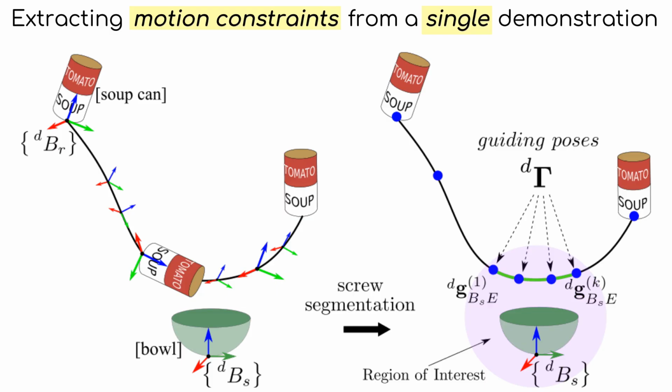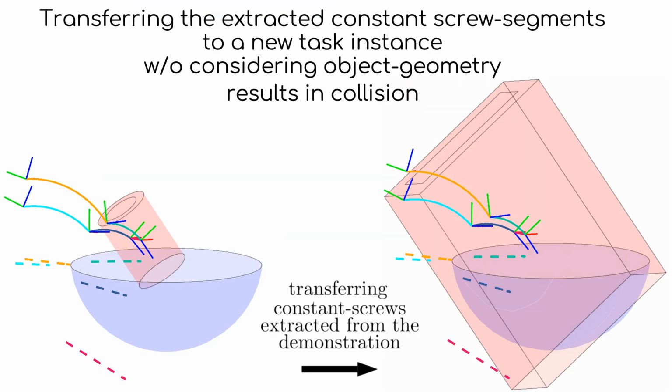is built upon. In our previous work, task space motion constraints are extracted from a single demonstration as a sequence of constant screw segments and then transferred to a new task instance to generate motion plans using screw linear interpolation. For the other two aspects, we must take the object geometries into account before transferring the motion constraints. Simply transferring the constant screw segments without considering the object geometry may result in collision, as happened while transferring the screws extracted from the pouring demonstration using a soup can to a new task instance involving a large box.